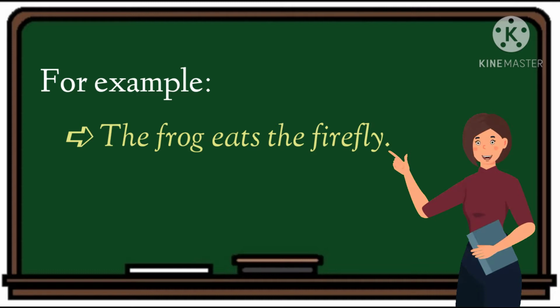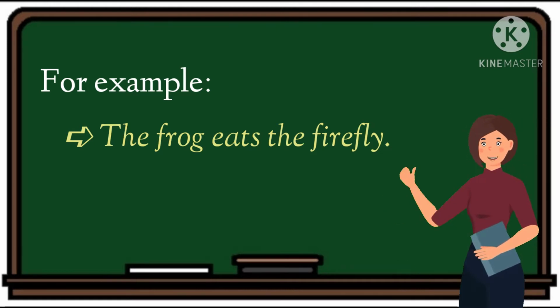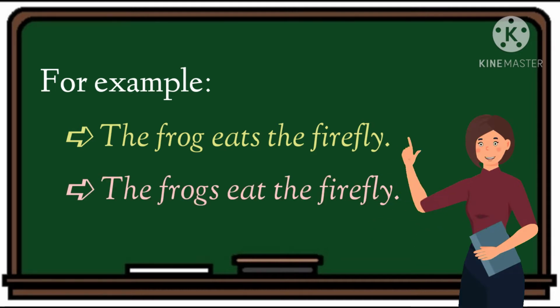Now, in order to turn both the noun and the verb into its plural form, as I have said a while ago, if it's a noun, add an s. If it's a verb, remove the s. Therefore, we must add an s to the noun, which will make the word frog into frogs. Meanwhile, we must remove the s from the verb, which will make the word eats into eat. So from the sentence with a singular verb and noun, which is the frog eats the firefly, we turn the sentence into its plural form, which is the frogs eat the firefly.